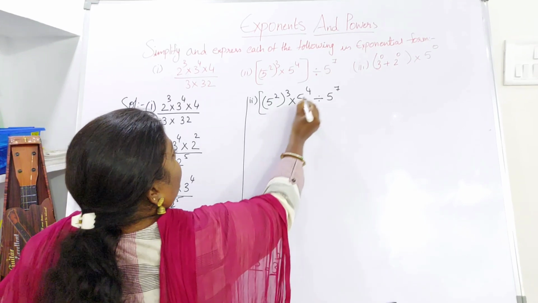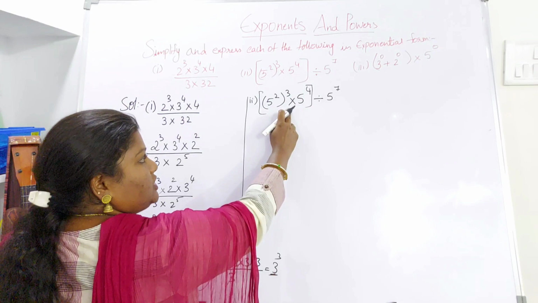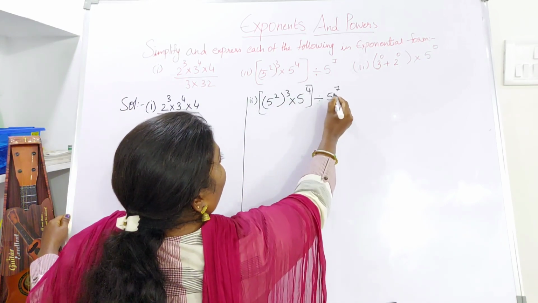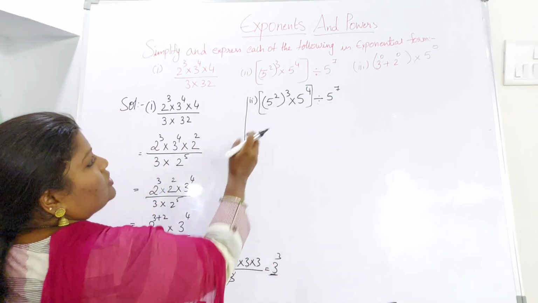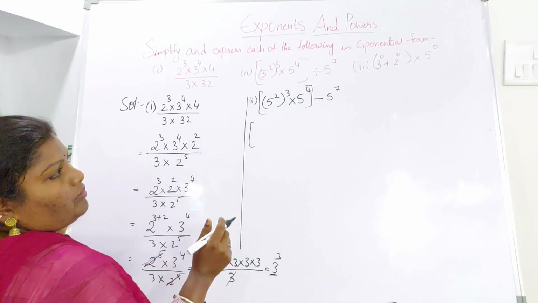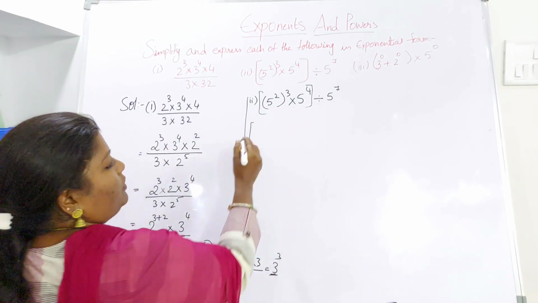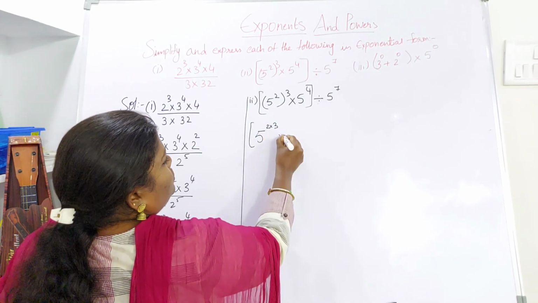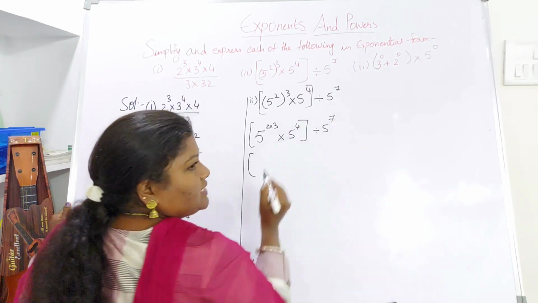The second problem is (5 square)whole to the power of 3 into 5 to the power of 4, whole divided by 5 power 7. So first let me simplify within the bracket. I am just taking the first part. It is in the form of (a power m) whole power n. Power of power is nothing but a power m into n. So it is 5 to the power 2 into 3, into 5 to the power of 4, divided by 5 power 7.